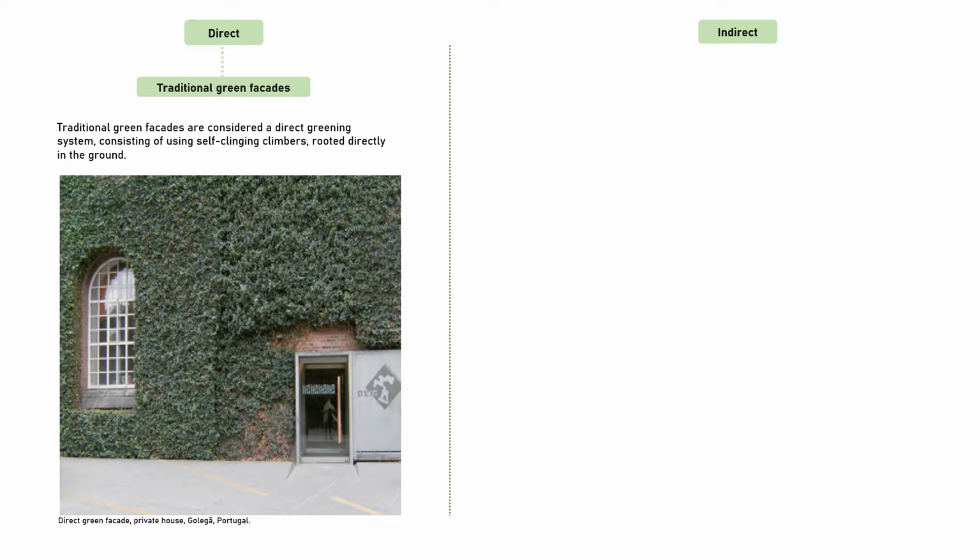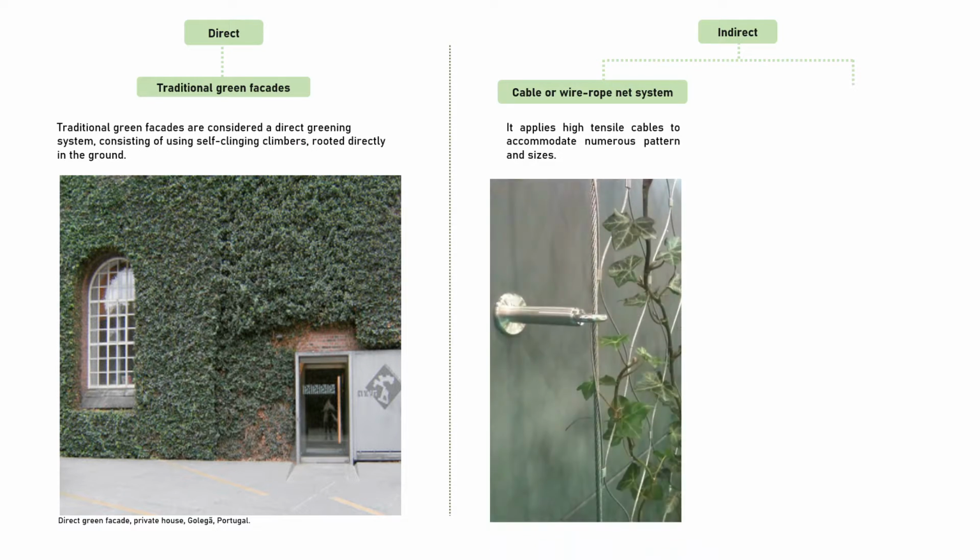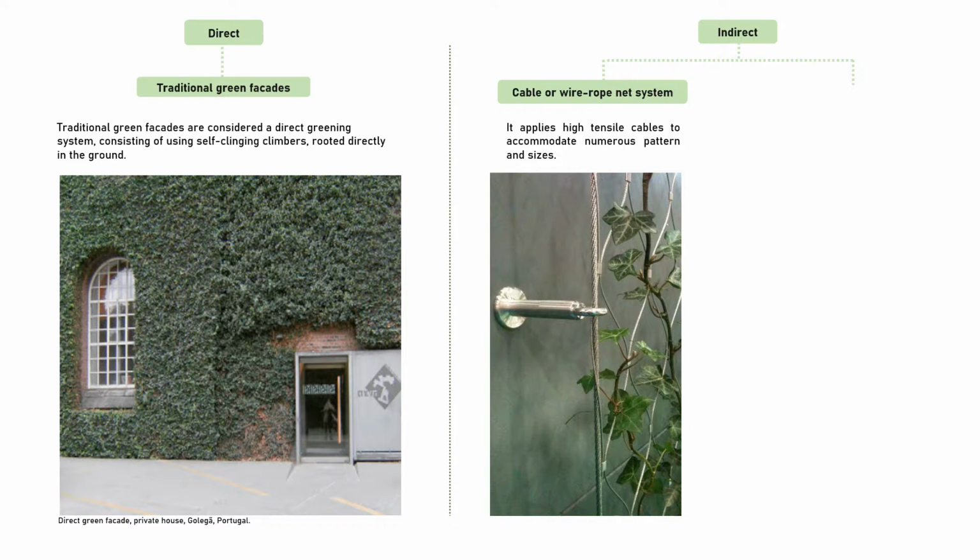Now let us move on to another type of green facade, which is the indirect. We have the cable or wire rope net system, the continuous one. So cable or wire rope net system, it applies high tensile cables to accommodate numerous patterns and sizes. So this is the picture as you can see.